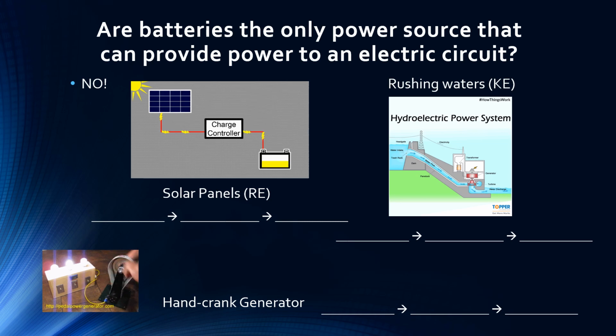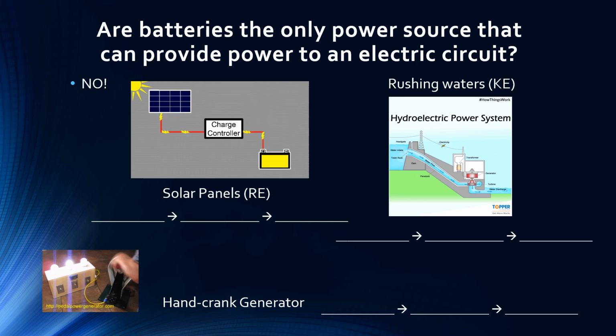We also see here that with these rushing waters, remember we talked about the dam, when that water is behind that wall of the dam, it's potential energy. But as it rushes down that penstock, it's going to force the blades, the turbine, to spin, and it's going to produce or transform into electrical energy to power cities and towns.